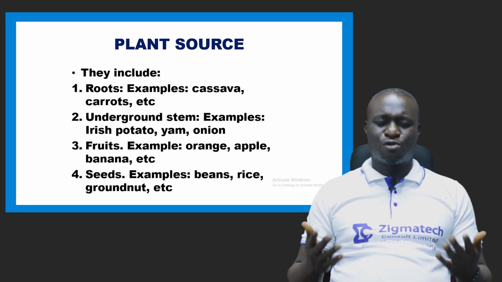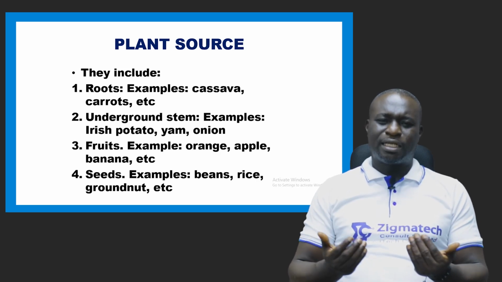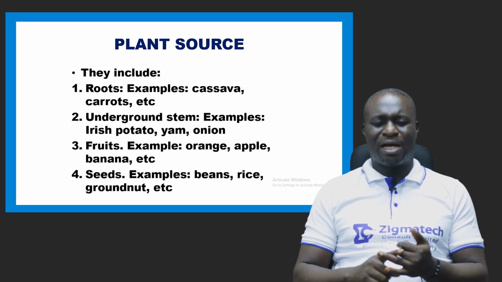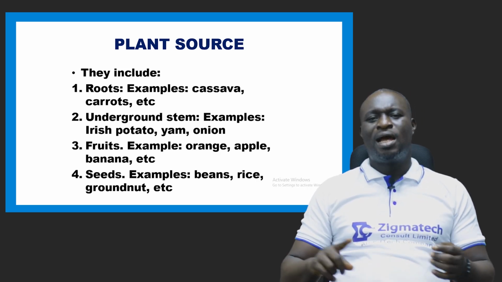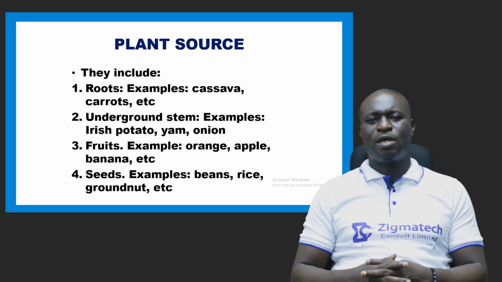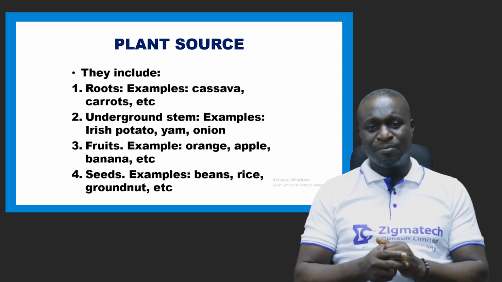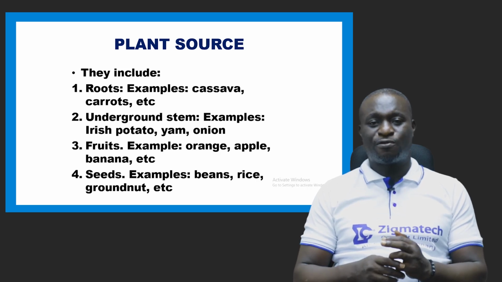We also have fruits. Fruits can also be obtained from plants. We have examples, we have the orange, we have the apples, we have the bananas, and so on. These can be obtained from plants. And also we have the seeds. Now, seeds can also be obtained from plants.